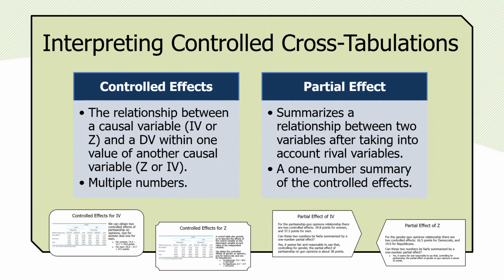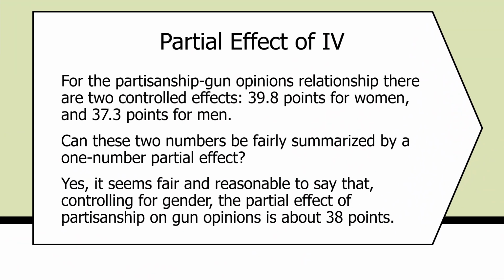A partial relationship or partial effect summarizes a relationship between two variables after taking into account rival variables. A partial effect is a summary. It provides a one-number summary of the controlled effects. Let's pursue that point. For the partisanship gun control opinions relationship, there were two controlled effects, as we saw: 39.8 for women and 37.3 for men.